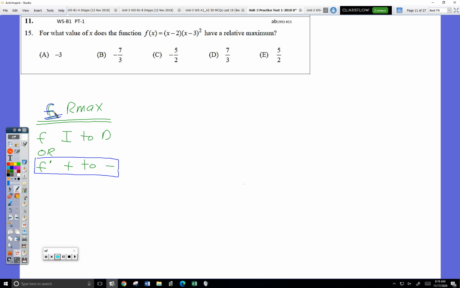Also, the word local min means the same thing, or local max. The word absolute max does not mean the same thing, nor does the word max alone. If you read a problem that says find the max, that doesn't mean relative max. So, another question.